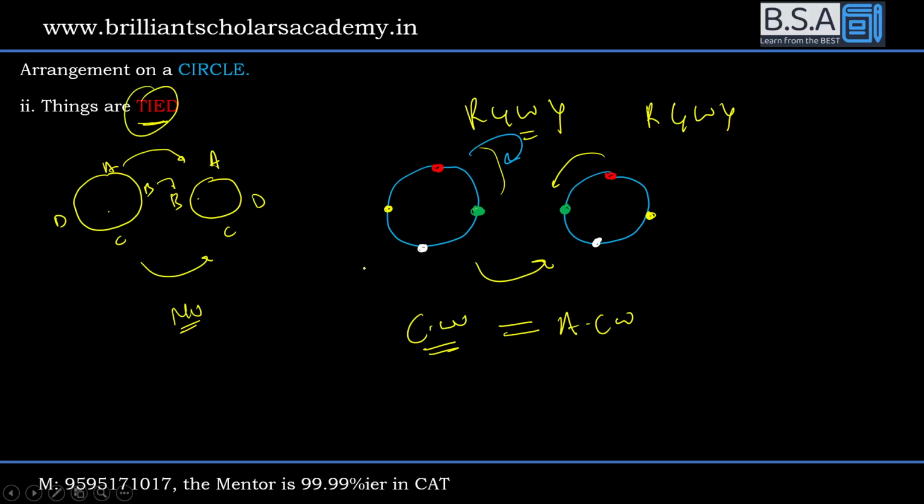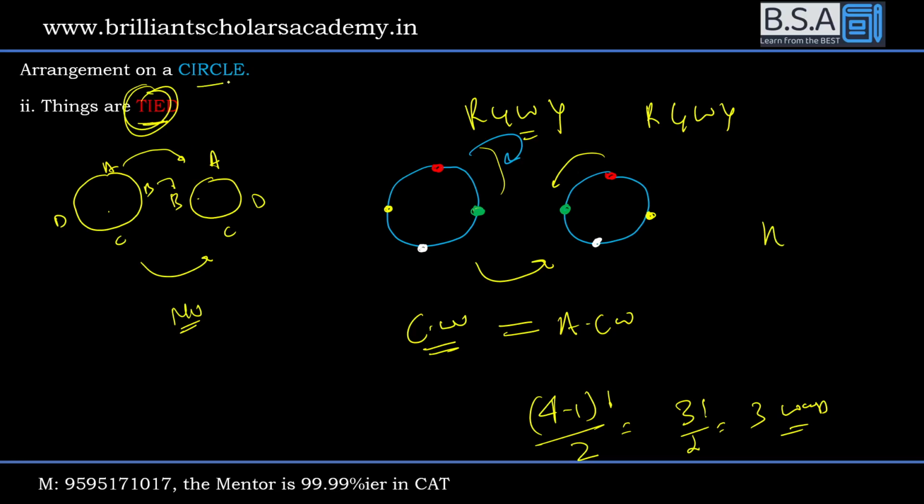It's a bracelet, a garland, or something else which is tied. So half of the arrangements do not matter. Half of the arrangements are repeating. Four objects, arrangement should be 4 minus 1 factorial. Half of them are gone. So 3 factorial by 2. There are only three ways in which you can arrange them. So if there are n objects tied in a circle, n minus 1 factorial by 2.